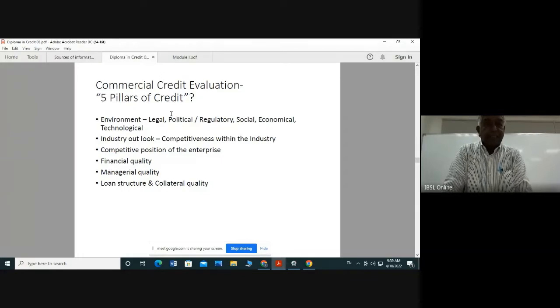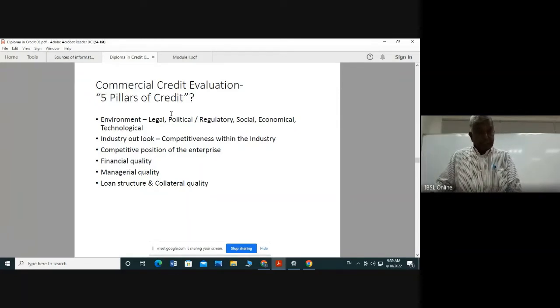Environment 1, industry outlook 2, competitive position 3, financial quality 4, managerial quality 5, and finally loan structure and collateral quality 6. But actually the first 2, environment and industry outlook, are both common to the country. Environment, you are analyzing for the country. Industry outlook, you are also analyzing for the country. So these 2 are for the country, and we consider these two as one. And the other 4 are for your customer company.